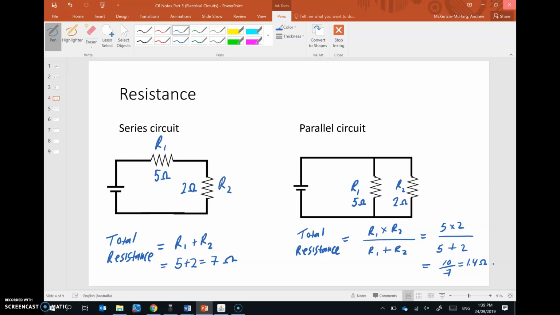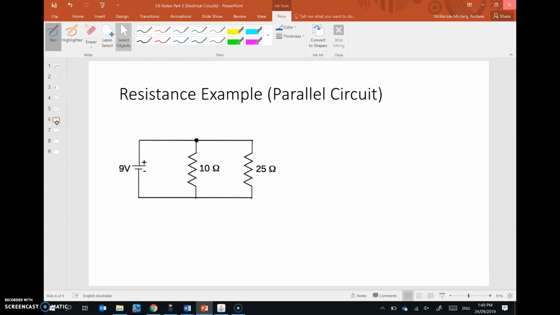Okay, so here's an example for a parallel circuit. You might want to pause the video and try this one on your own, and then I'll show you how to do it.